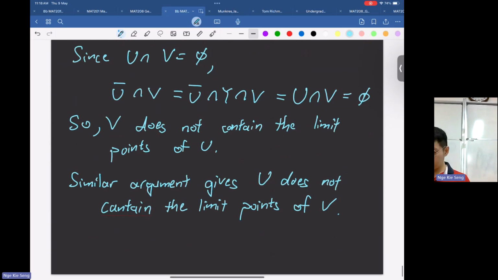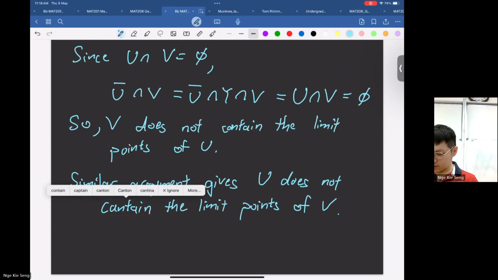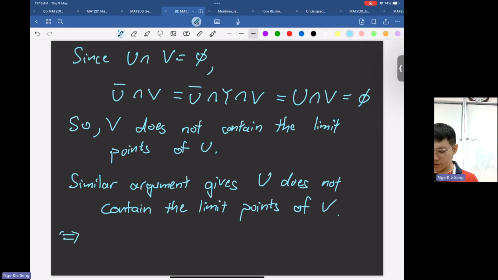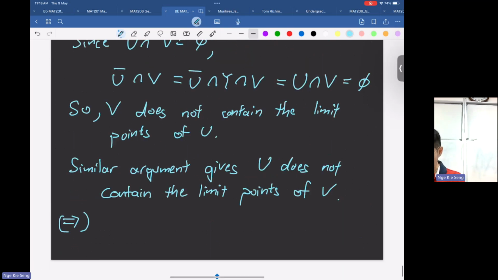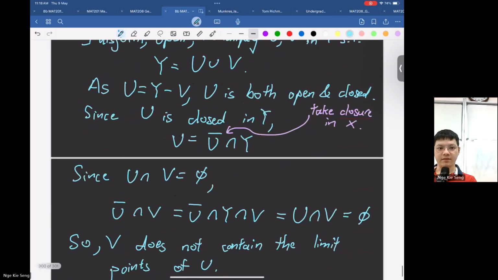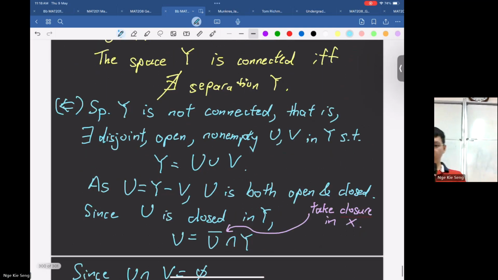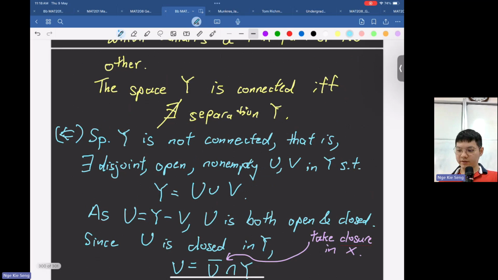Okay. So next, let's do the other direction. Suppose that Y is connected, then there's no separation. All right. So how are we going to prove this? Again, we use contrapositive form.